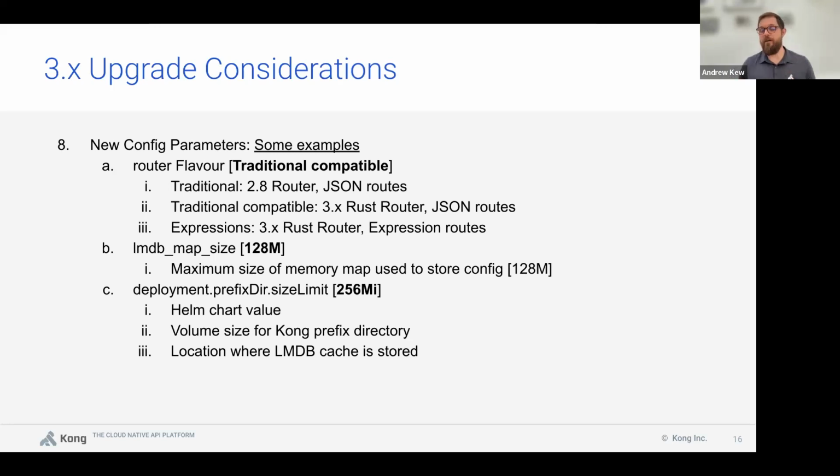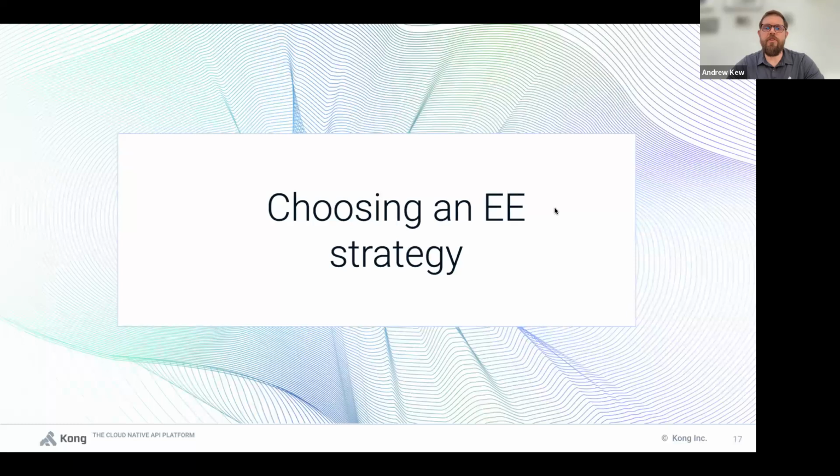Again, if you've got a very large configuration, you'll need to change this default to 256 megs. So, configuration B and C, those two parameters, you'll need to tweak them based on your use case and the size of your configuration. So those are all of the considerations you need to think about before upgrading.